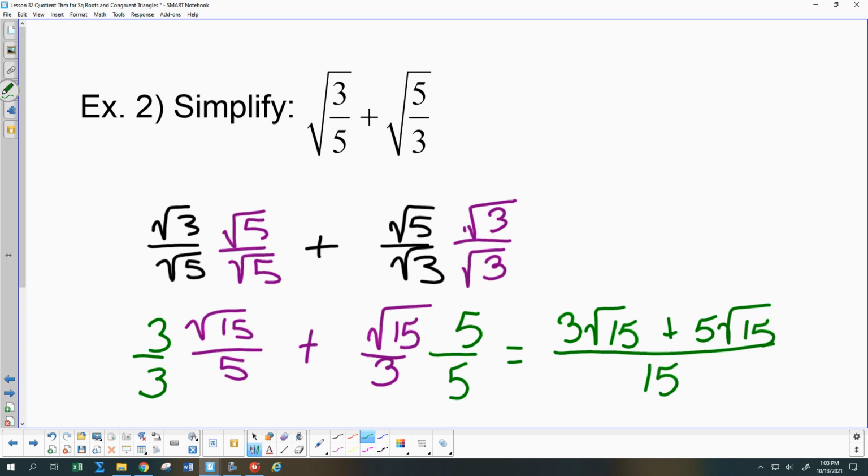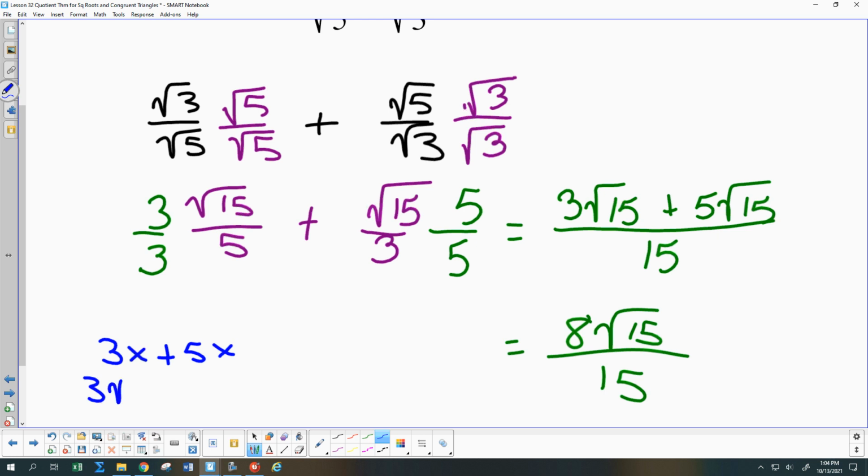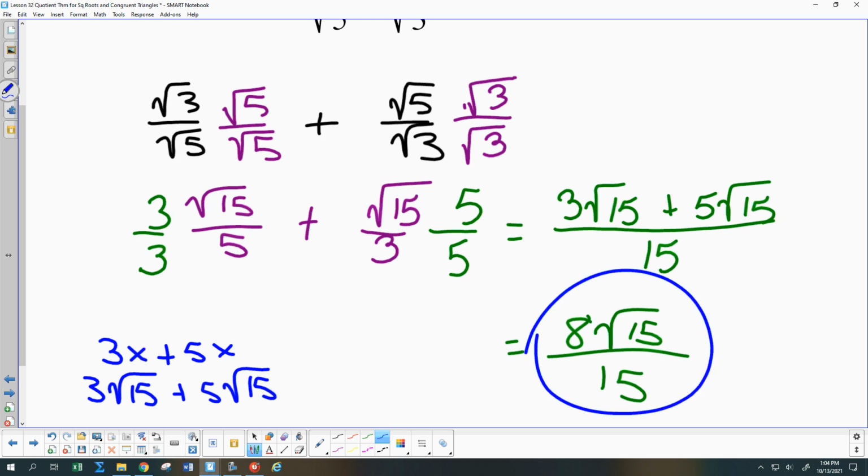And Allie, why am I not finished? You were shaking your head no. So we need to put those together and get 8 root 15, because anytime the square roots are the same, we put those together the same way we would if they were 3x plus 5x. As long as it's exactly the same square root, we just add the numbers in front of them. And that can't be reduced anymore, so that one is finished.